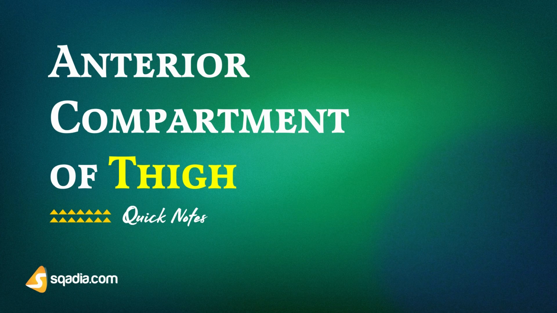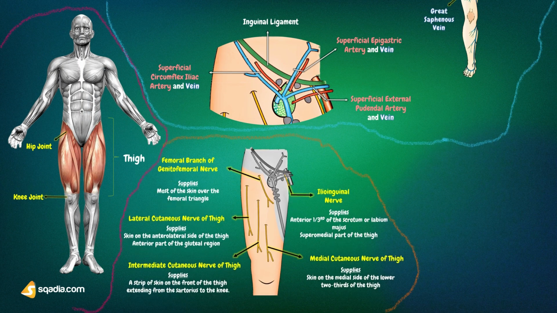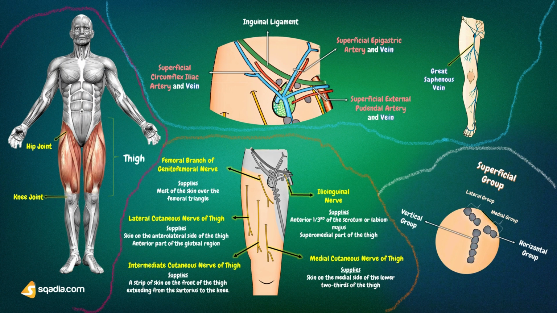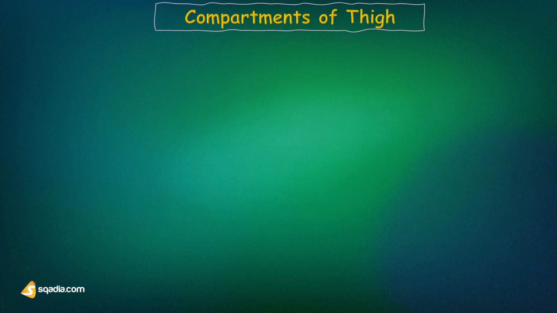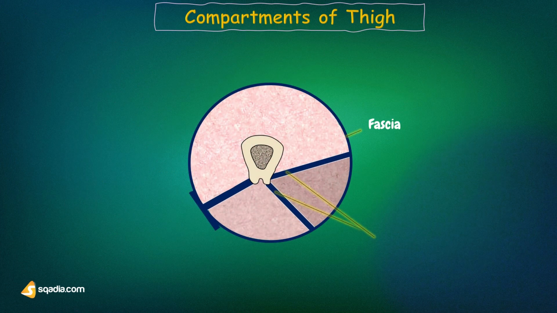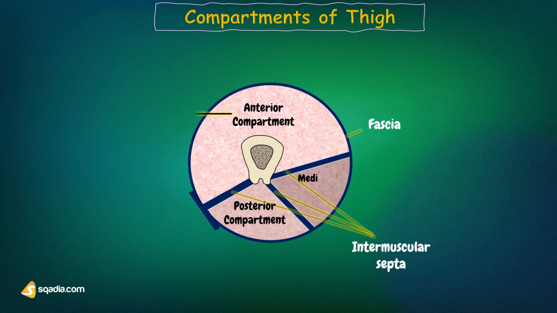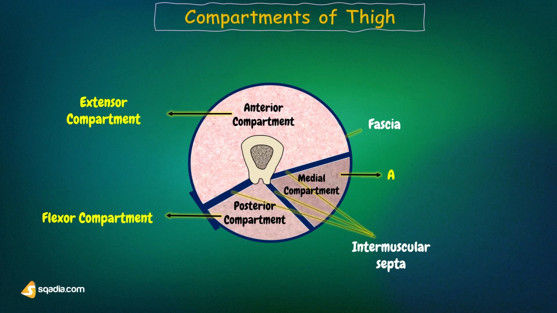In a previous video, we discussed the region of the thigh, its cutaneous nerve, arterial and venous supply, and lymph nodes found in the thigh region. We had discussed how the deep fascia of the thigh divided the region into three compartments, that is, the anterior compartment, medial compartment, and posterior compartment. These compartments are also called the extensor, adductor, and flexor compartments, respectively. In this lecture, we will cover the anterior compartment of the thigh.